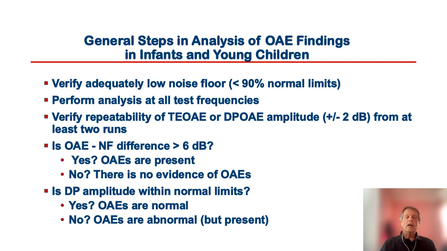I've already really covered this in the first lecture, so I won't go over it, but I encourage you to systematically first verify the noise is adequately low, less than minus 10 dB, and then analyze all frequencies, with the goal of categorizing the type of OAE finding at the different frequencies. Normal, well within normal limits, the amplitude is above the lower limit for normal. Present, it's there, it's above the noise floor by 6 dB, but it's not normal, or there is no OAE.